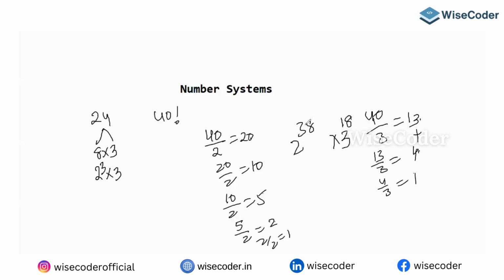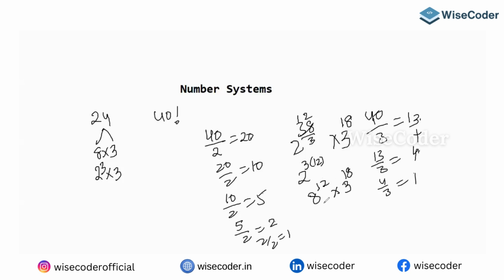But wait a minute. 2 cube will give me 8, so divide this 38 by 3. 3 ones are 3, so you get 12 point something, and we exclude the fraction. So you can write this as 8 power 12 into 3 power 18. So 8 power 12 and 3 power 18.